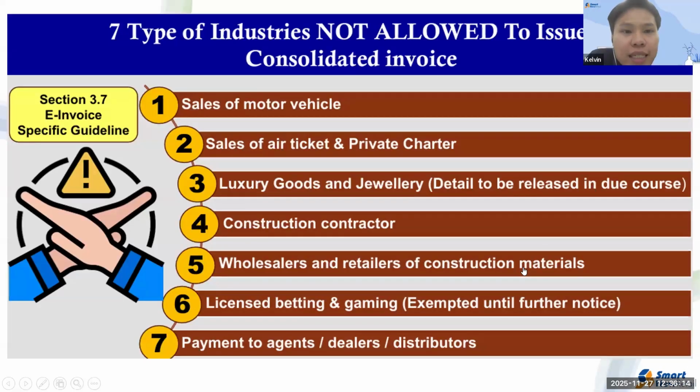Okay, there are 7 types of industries that are not allowed to use consolidated, which are sales of motor vehicles, sales of air tickets, luxury goods, construction contractors sales, wholesaler and retailer of construction materials, licensed betting and gaming, and payment to agents, dealers, or even distributors. These are not able to submit for consolidate yet.